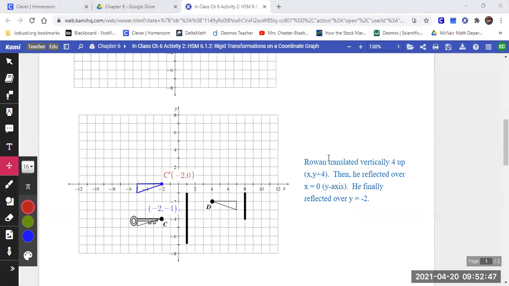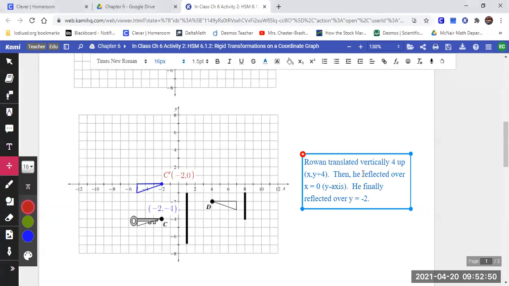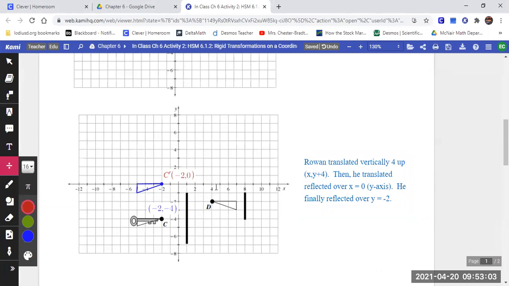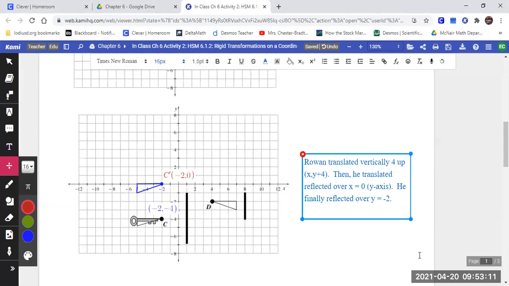Okay, so what are we going to do? He's going to then translate. We're going to translate again. Okay, so we can slide him over and we can slide him down. So what would that be? Which direction is over? Horizontal or vertical? Horizontal. Horizontal, how many and in which direction?